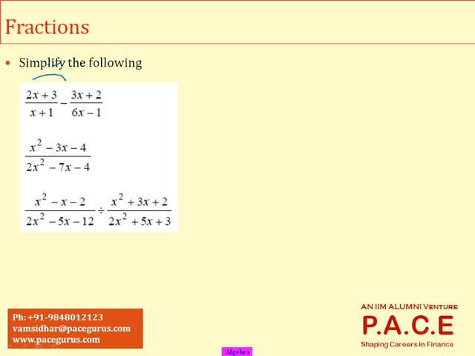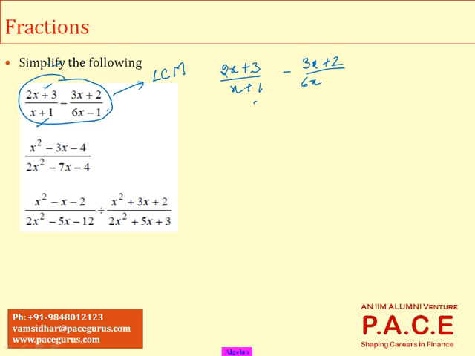Suppose I come across a fraction of this form, where there is some variable in the numerator, some variable in the denominator. If this is the form, the typical method I can use to solve these kinds of problems is the LCM method. What are we doing in that method? Let's do this: 2x plus 3 by x plus 1 minus 3x plus 2 by 6x minus 1.